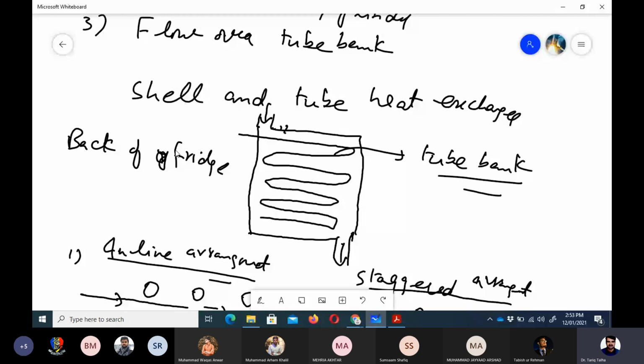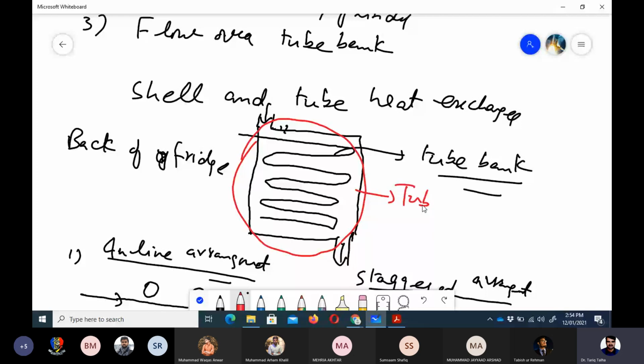Then we discussed in the last class that we analyze this problem as a unit problem. It means that we determine the Nusselt number for the whole tube bank rather than analyzing an individual tube. So if this is a tube bank, we analyze this as a unit.